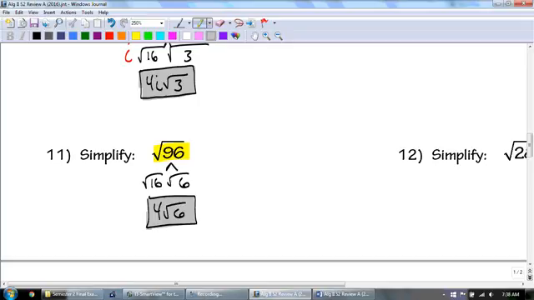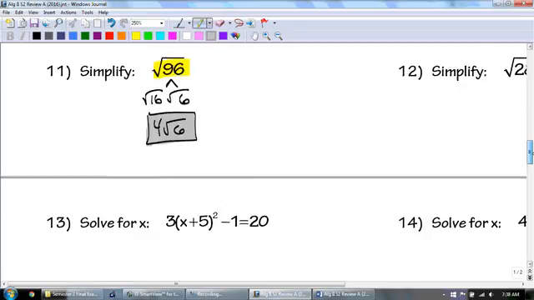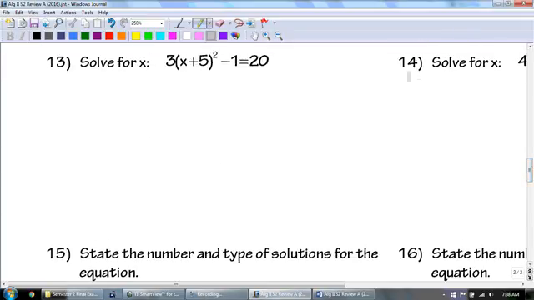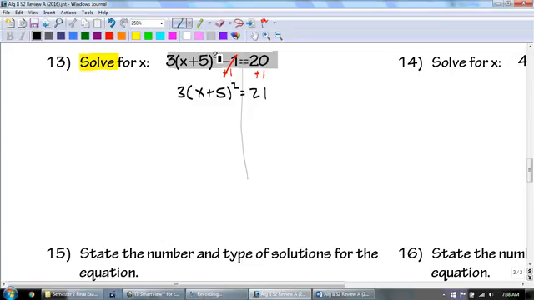Okay, let's go ahead and flip it over. So directions say that we need to solve. So when we solve, we do inverse operations. Okay, so I want to get the root by itself, so I'm going to add 1 to both sides. We get 3 times (x plus 5) squared equals 21. I'm going to divide by 3, and we get (x plus 5) squared equals 7.